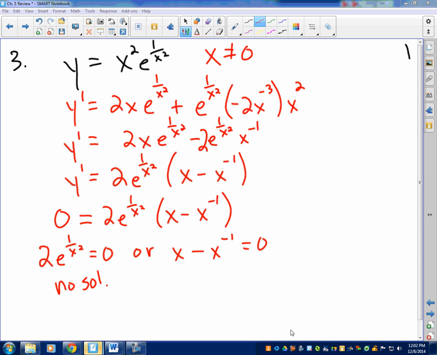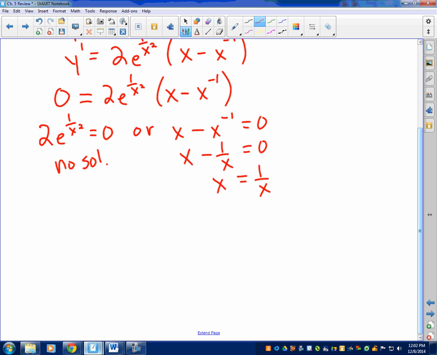And then here, if we think of this as x minus 1 over x equals 0, it's kind of like what we've seen in this rate of change section. We have two terms. One of them's negative. I can move the other to the other side. So x equals 1 over x. And then solve this. Perhaps you could solve it by guess and check. But I have x squared equals 1 and x equals plus or minus 1.